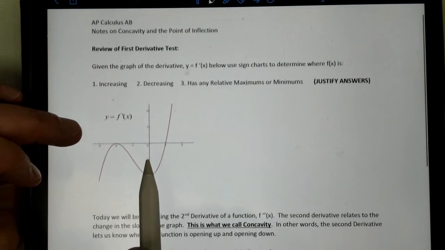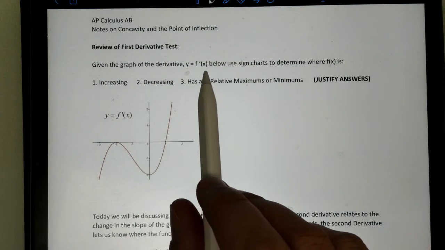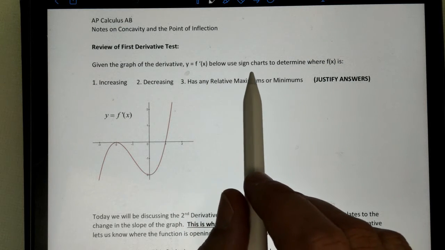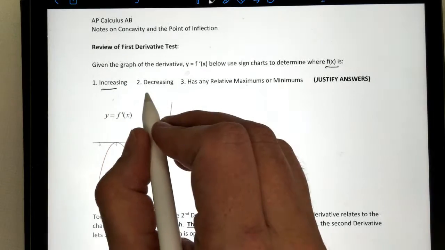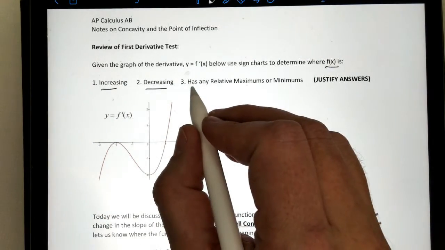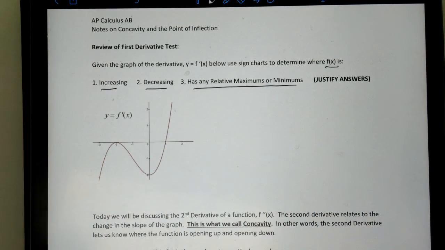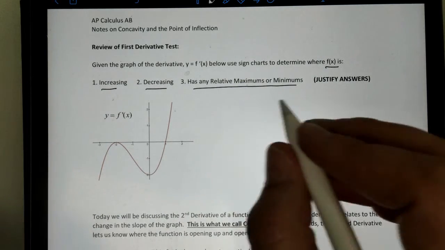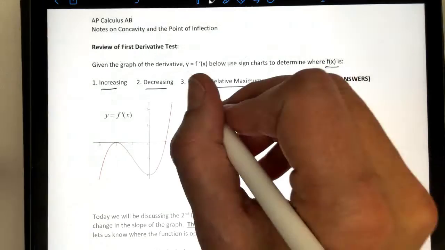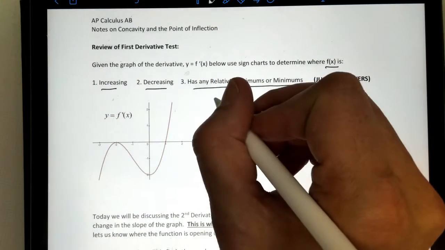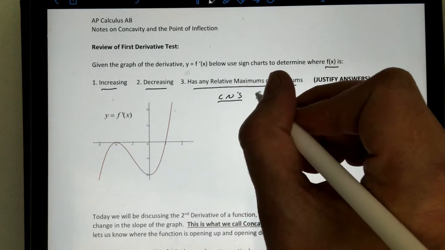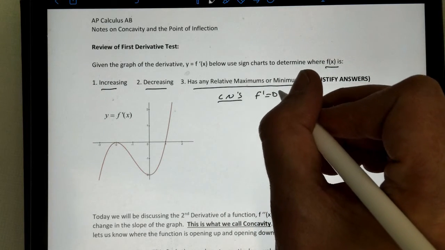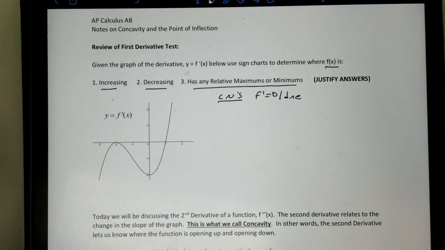Down below, we are given the graph of the first derivative. We want to use sign charts to determine where the function is increasing, decreasing, and has any relative maximums and minimums. And we do want to justify. Of course, our first thing we have to do is find our critical numbers. We should remember the critical numbers are where the derivative is 0 or does not exist.